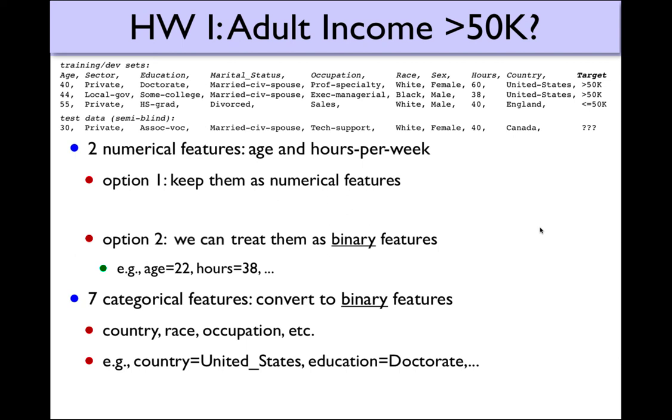This data set is a collection of many people in the United States Census. Of course, there's no name for each person, but there's some information, or features, or fields for each person, like an age, 40 years old, the sector he or she works in, private sector, education level, doctorate, marital status, occupation, race, gender, number of hours per week that this person worked, and the country of origin. And finally, there is an output field that is the target, that is the Y label.